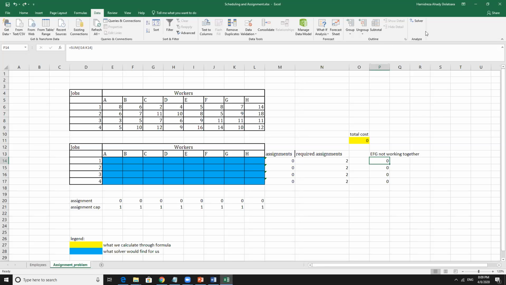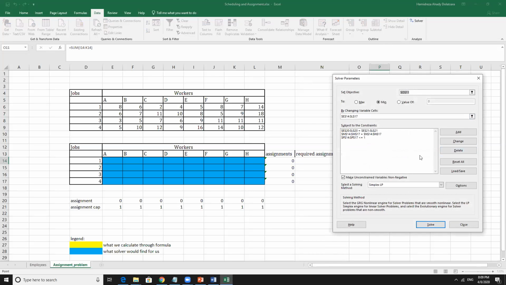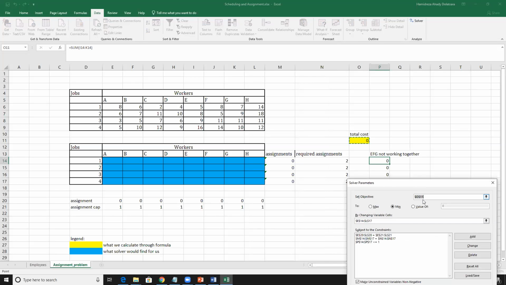Okay, let's go to the Excel solver. Again, the first one is cell O11, which is total cost. We are telling Excel to check the cost here and minimize this cell.